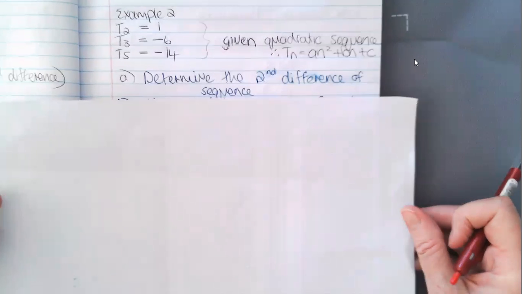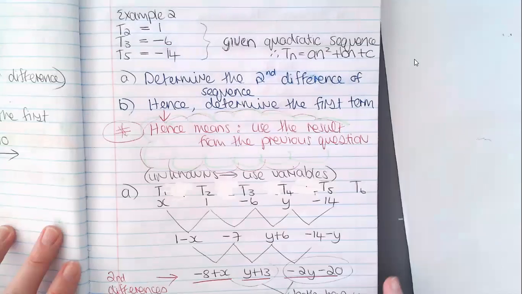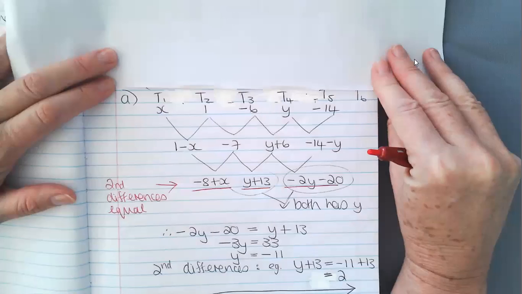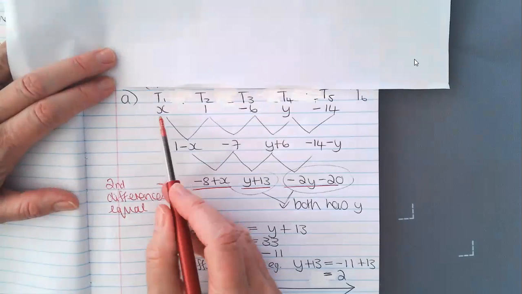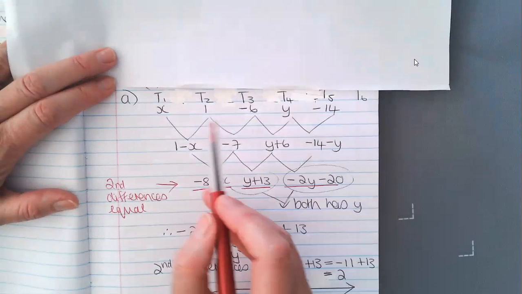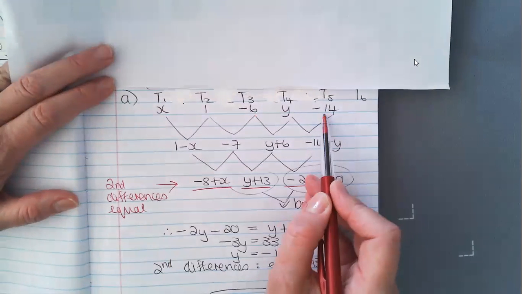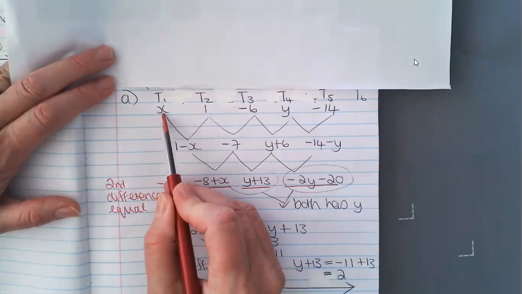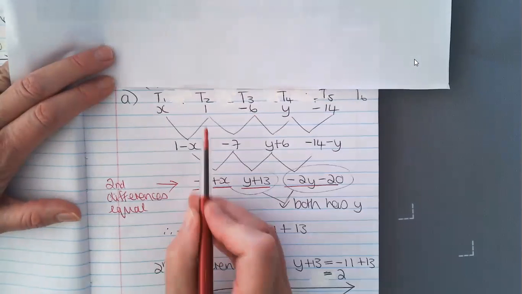Okay, the second difference. So we are going to do this. We're first going to write the sequence, and we are going to use variables for the terms that we do not know. We were given term 2, we were given term 3, we were given term 5. So the two terms that we don't know the value of, we give the name as x and y. The first difference is this.